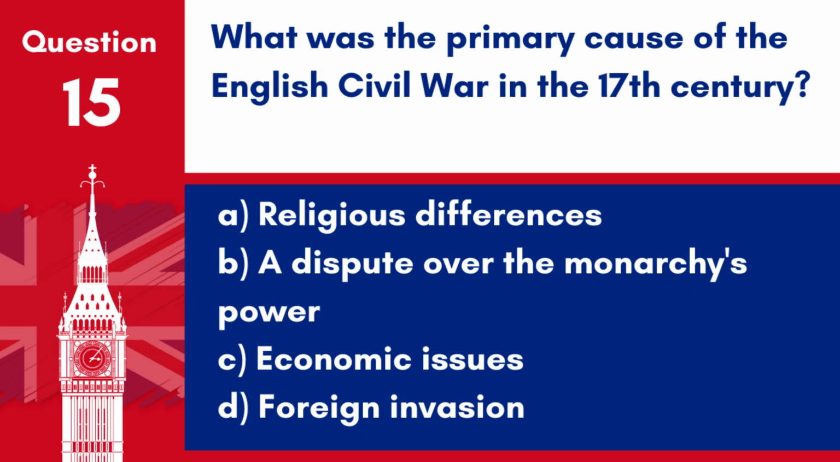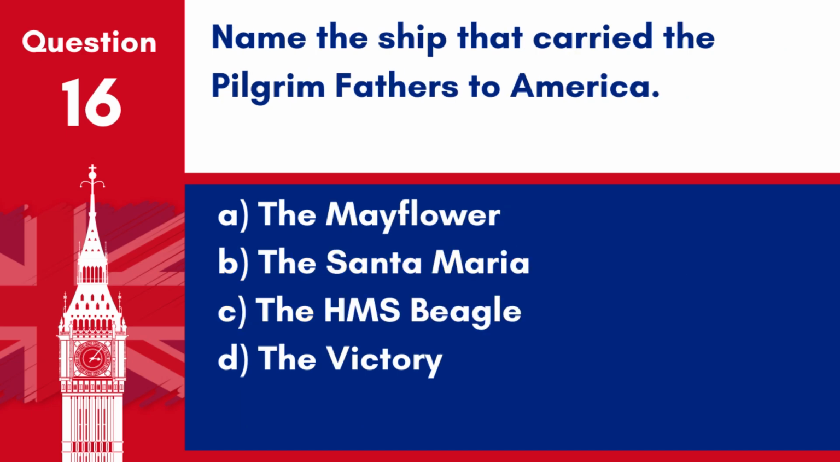Question 15. What was the primary cause of the English Civil War in the 17th century? A. Religious differences. B. A dispute over the monarchy's power. C. Economic issues. D. Foreign invasion. Answer: B. A dispute over the monarchy's power. The primary cause of the English Civil War was a dispute over how the country should be governed and the power of the monarchy.